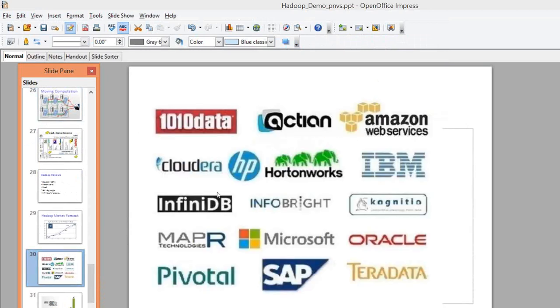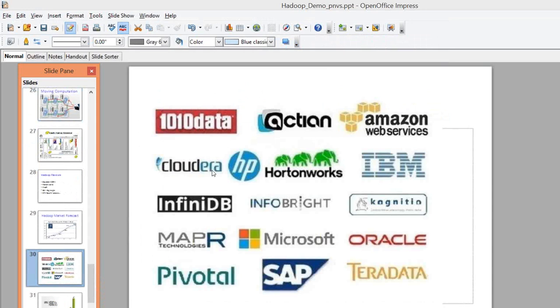Are you able to see this one? Yes. These are the companies. They have developed their own product on top of Hadoop. Yes, Hadoop is open source, right? So yes. Somebody should be there once you implement Hadoop and once you are at the production level. So now different companies are providing their own enterprise applications on top of Hadoop to support the production level.